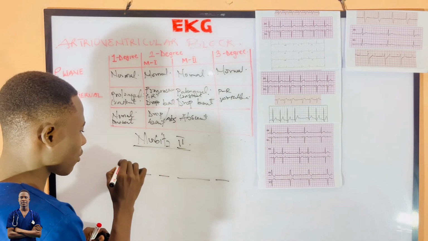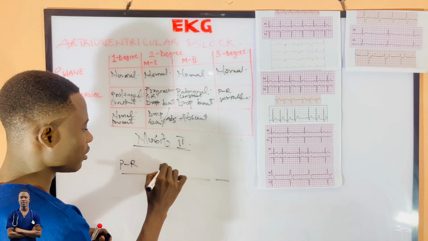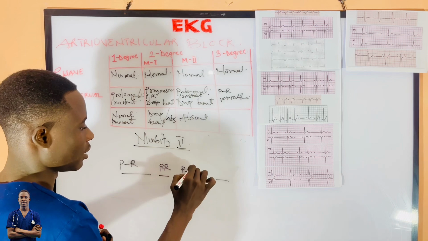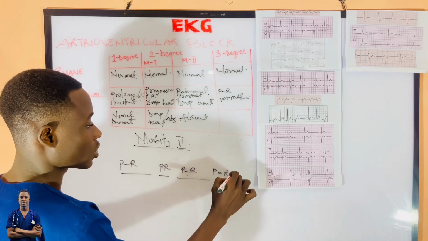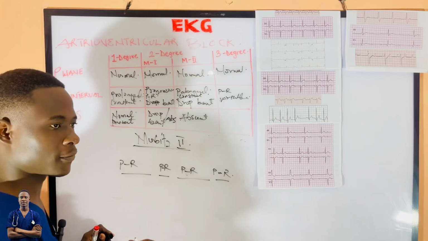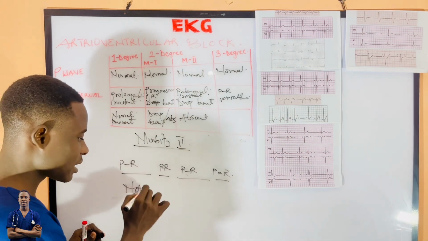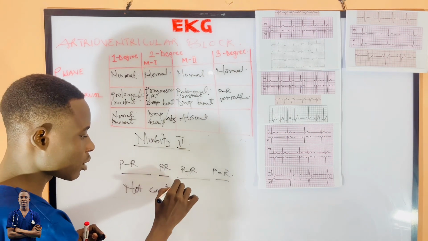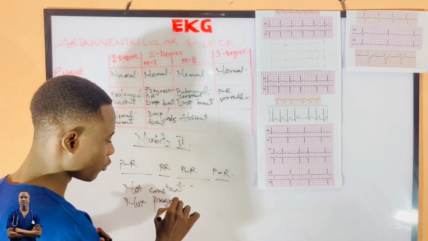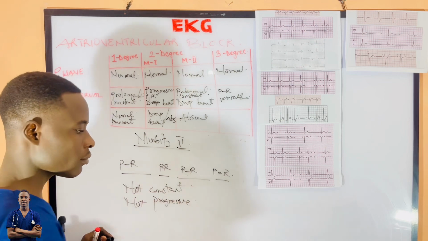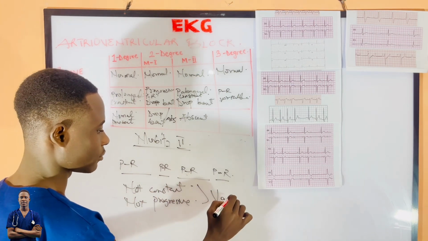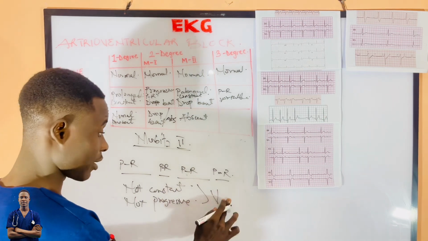The PR. The PR is not constant, and it is also not what? Progressive. Not constant and not progressive, but it does what? It varies. Are you clear with it?